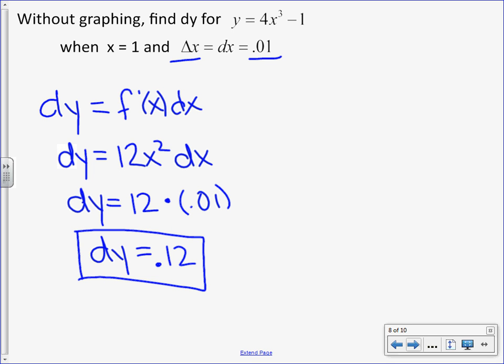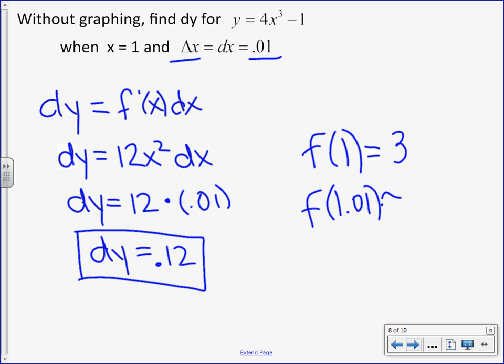Let's talk about what that means. What is f of 1? 3. So f of 1.01 is approximately 3.12. It's just giving you that change. Okay, so this is kind of making it easier than writing the tangent line, right?